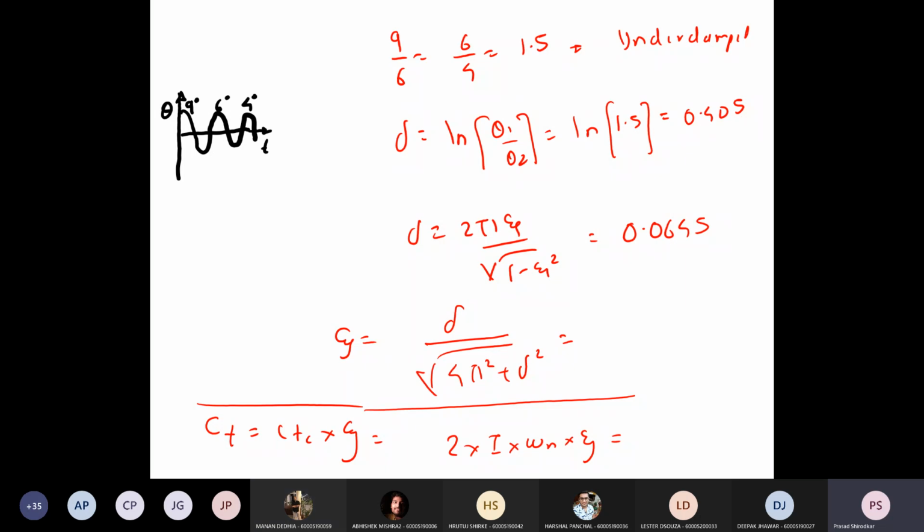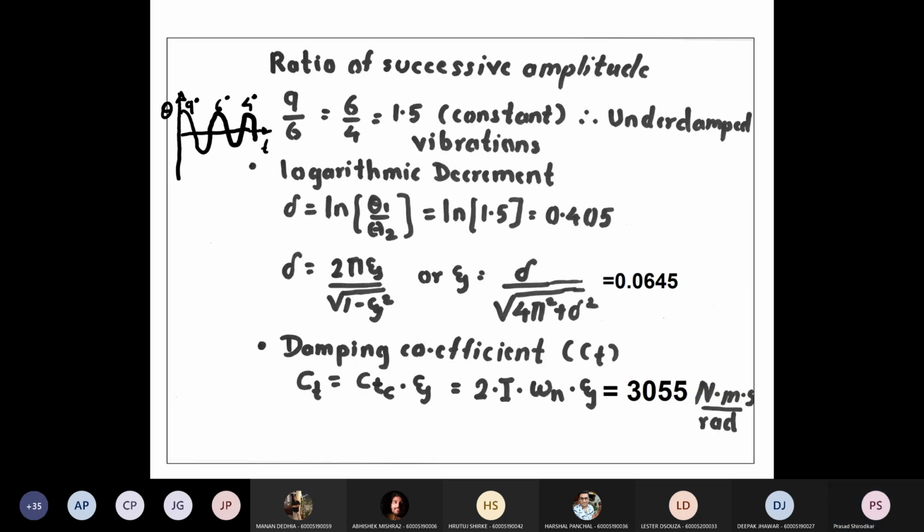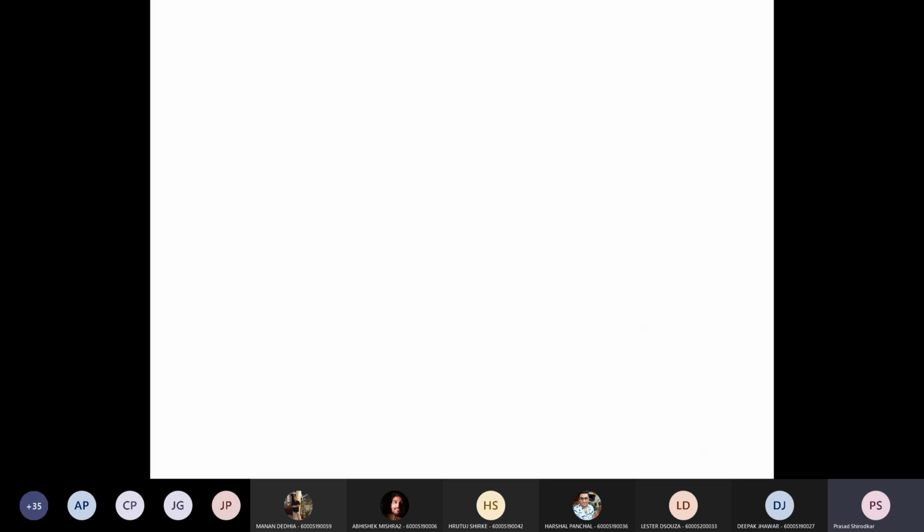3055. What are the units? Units Newton meter second per radian. Newton meter second per radian. Okay. That's it. Somebody is reading at least the notes. Okay. So this is your damping. What else is asked?